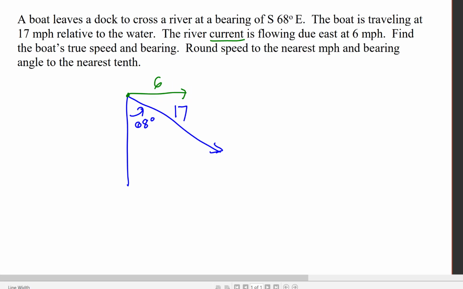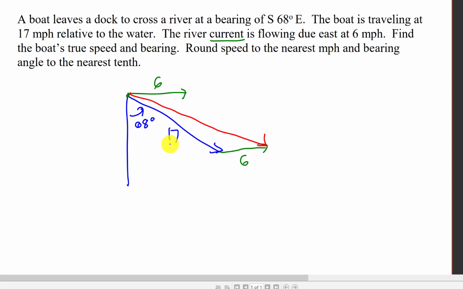Now we're going to add those two vectors together, so we're going to move the current down and add it onto the end right here, and our resultant vector will be how fast the boat really travels, and the direction. So that will be right there. All right, so let's label what we know. I'm going to move that 17 over just so it's easier to see. I'm going to put it right here.